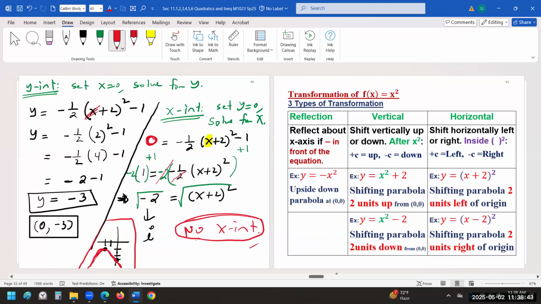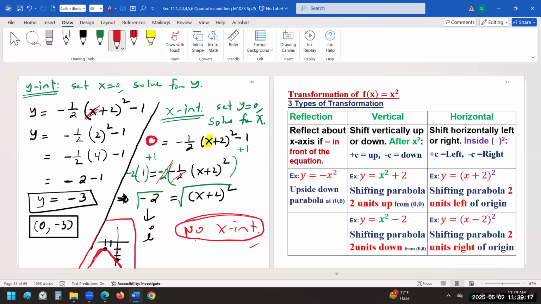Okay, now you're going to do transformation. So transformation means, see here, we draw our graph based on vertex, x and y intercepts. Transformation means don't find everything, x and y intercepts, vertex and everything. Without even finding them, how can you graph your parabola? Well, we can use transformation.